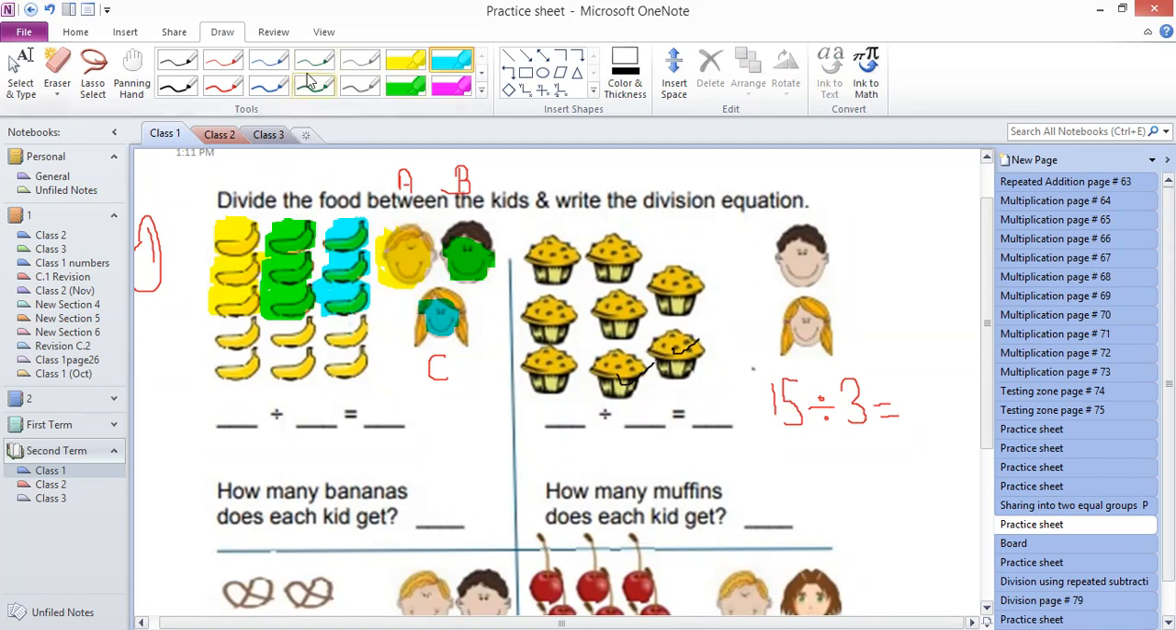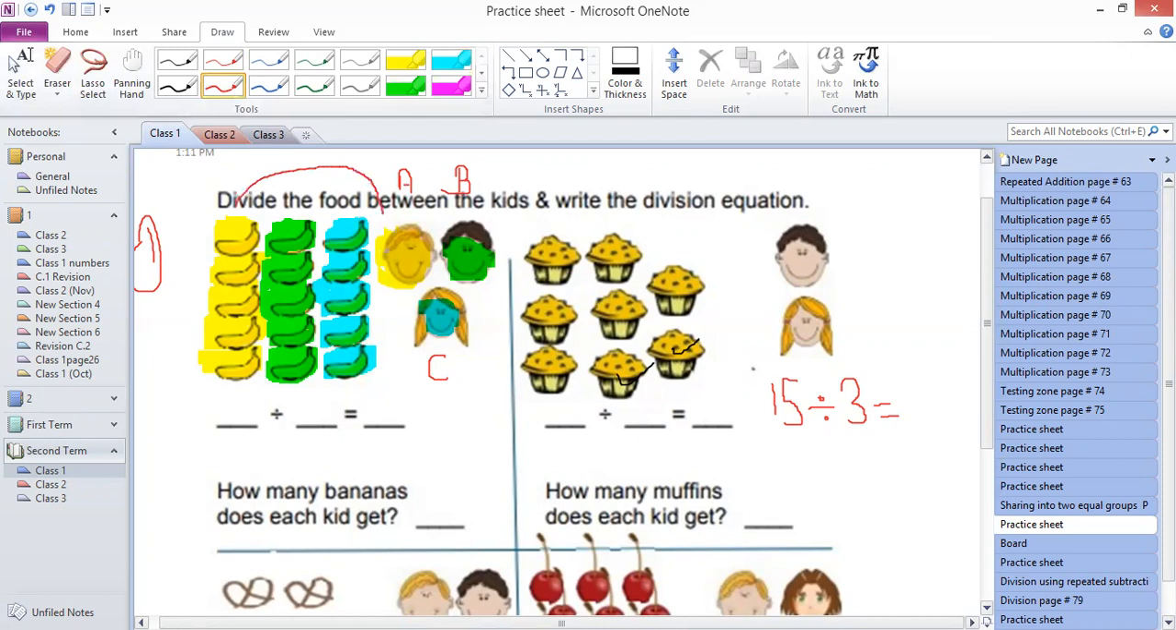Okay. Still there are some bananas left. Give one more. This banana to A, this banana to B, and this banana to C. Now the last bananas are left. 3 bananas are left. Give them one more: 1, 1, and 1. So we have divided the bananas equally among the kids.